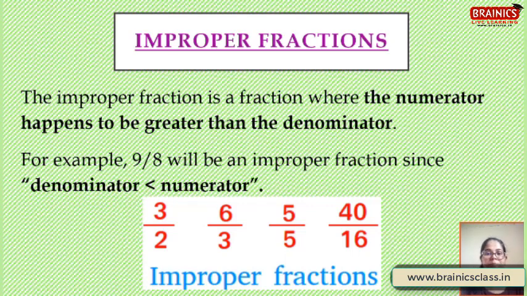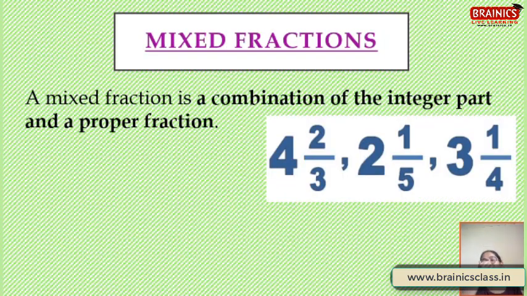6 upon 3, numerator is greater than denominator. 5 upon 4, here numerator and denominator are equal. And 40 upon 16, numerator is greater than denominator. So these 4 are improper fractions. Then we will see next, that is mixed fractions.